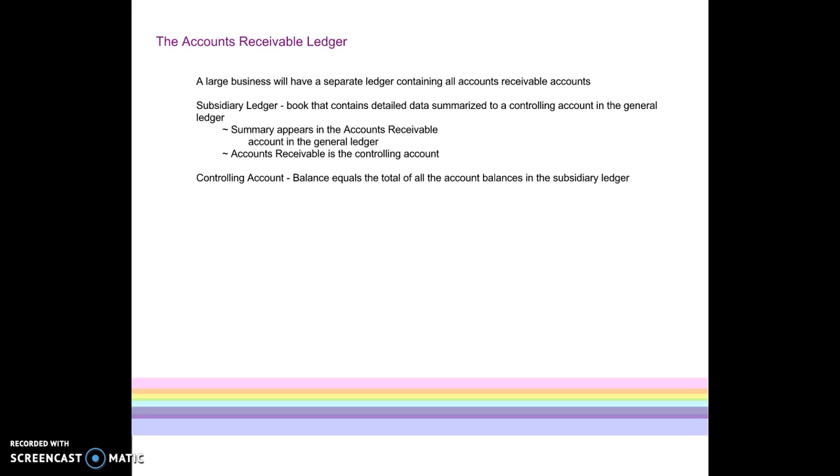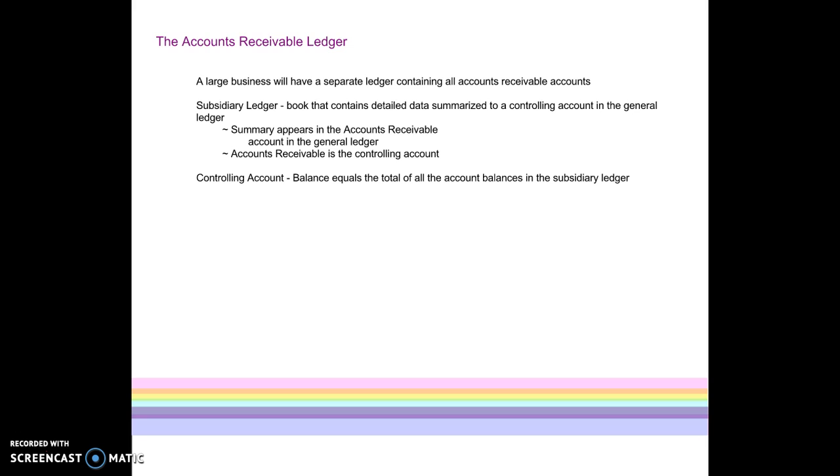This is a book that's going to contain detailed data summarized to the controlling account in the general ledger. Now, the summary appears in the accounts receivable account in the general ledger. That is our total amount that we are owed from all of our customers combined.